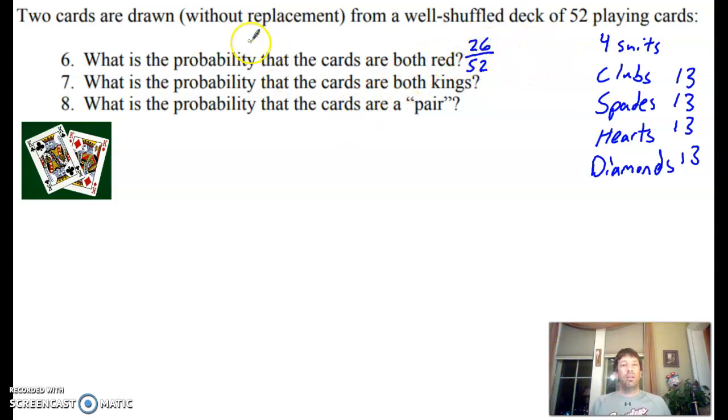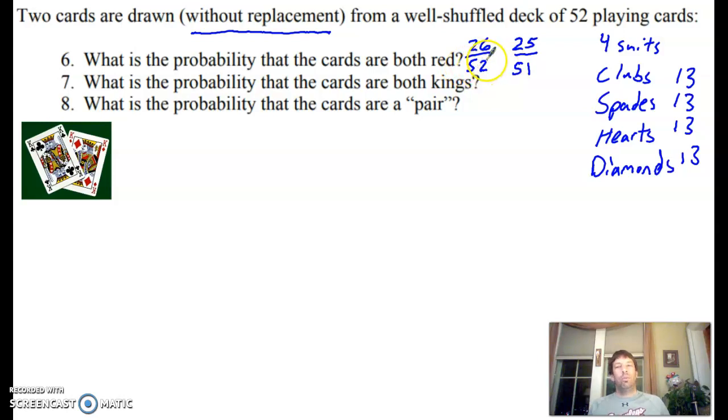But now the second card, it says without replacement. So we've taken 1 card out. So that means that there are only 51 cards left for the second card. And we're saying that the first card was red. Okay, so that means the second card, there are only 25 red cards left. So we have 26 out of 52 for the first card and 25 out of 51 for the second card.